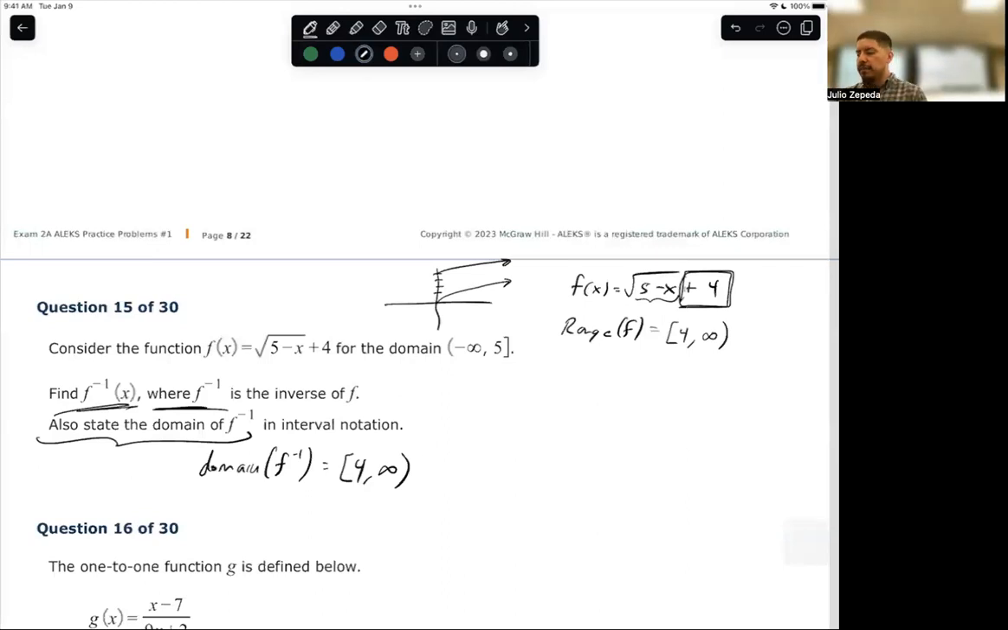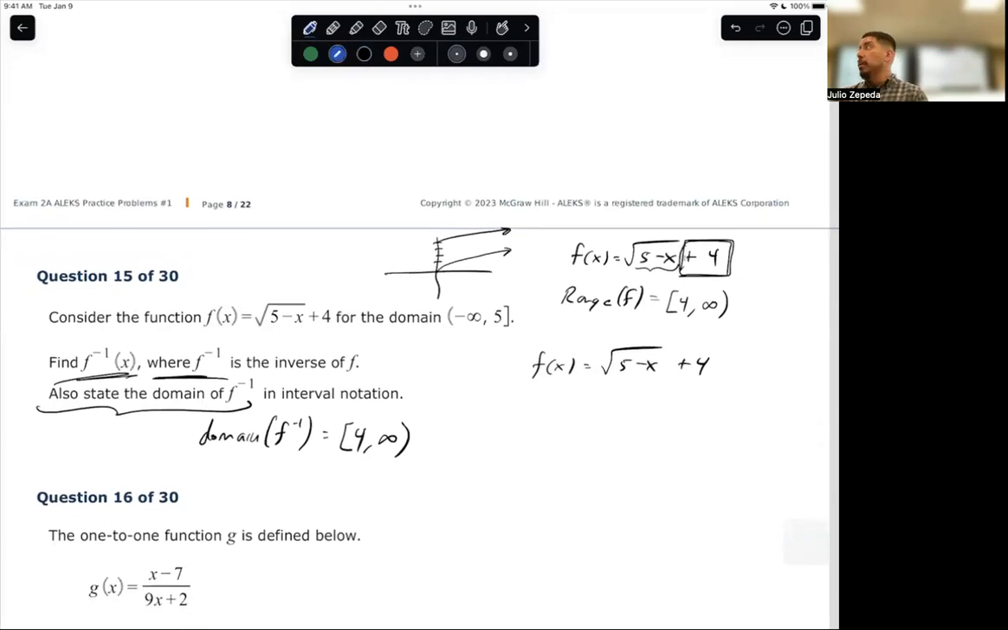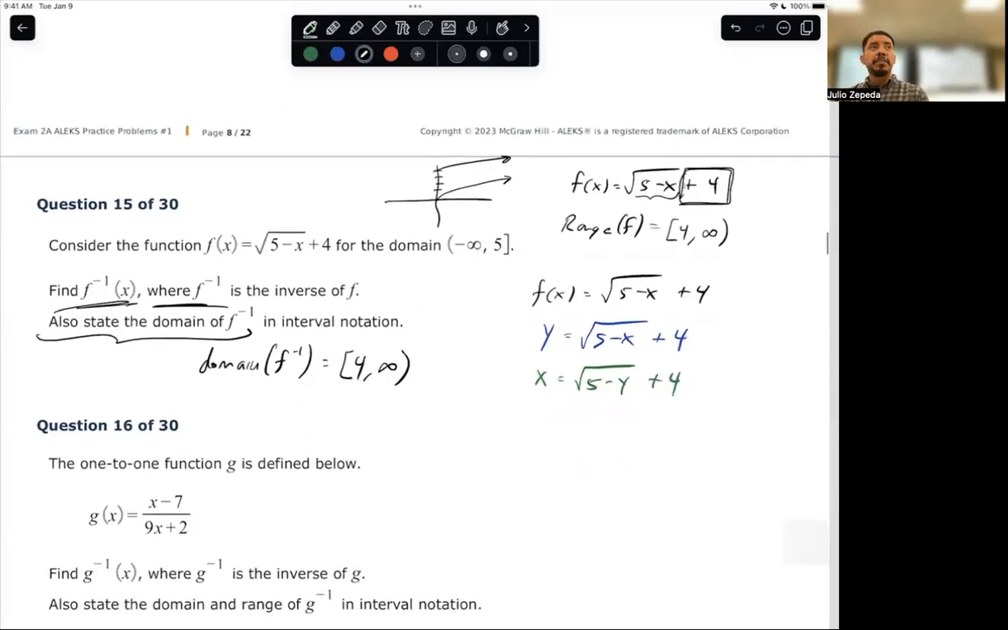Now let's go ahead and actually find the function. What were the steps in finding an inverse function? There were 4 steps. The first one was just to switch f of x with a y. The second step, switch x and y. Those 2 steps are usually pretty easy. The third step was to solve for y.